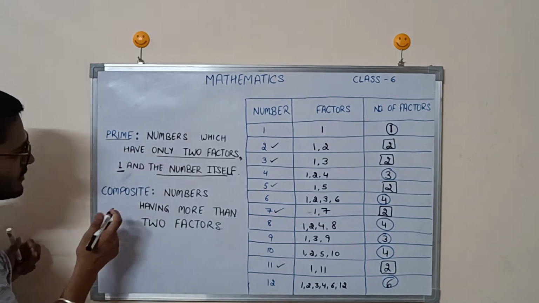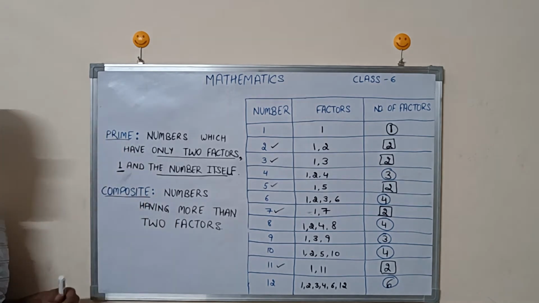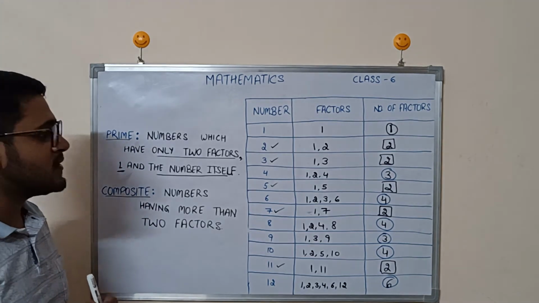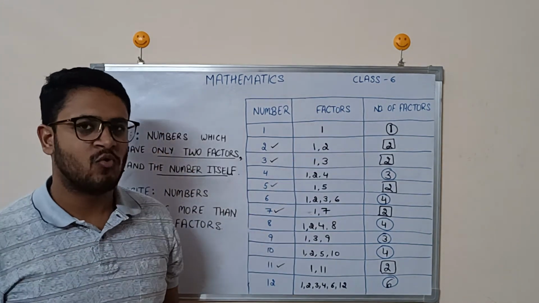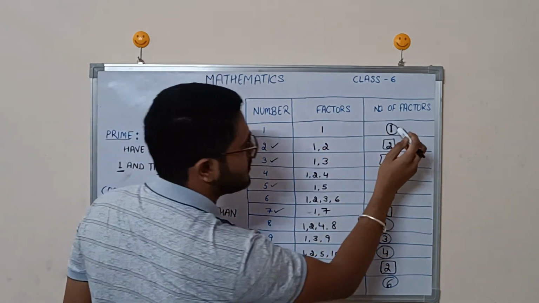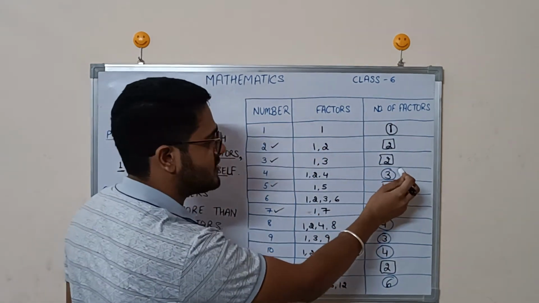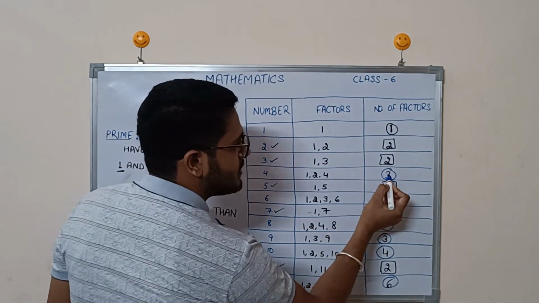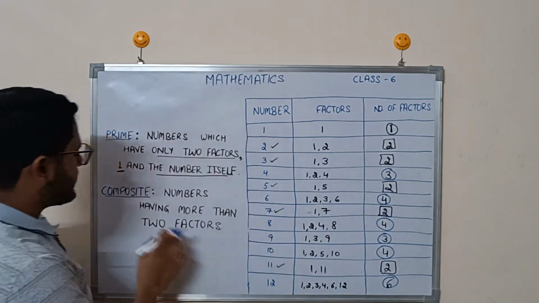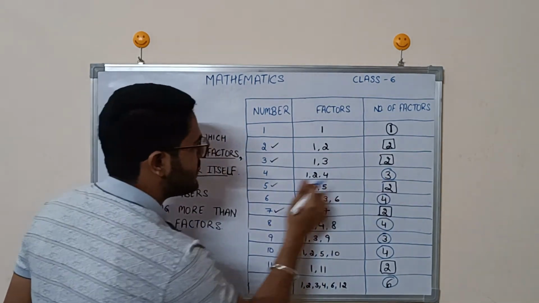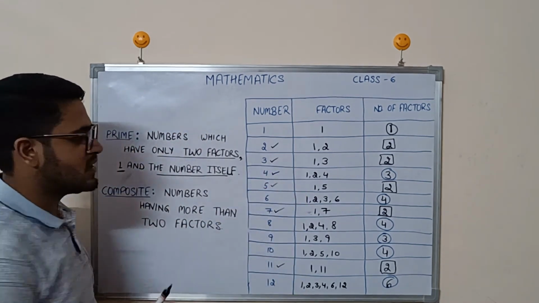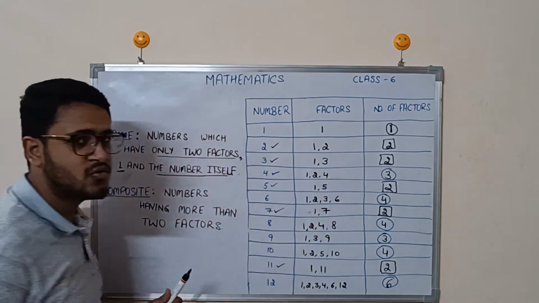Now let's try to understand what composite numbers are. The numbers having more than two factors. Let's find out. 1, no, this is not more than 2. But 4, yes, this is more than 2. So the numbers for which the number of factors is more than 2 are composite numbers. So in this case, is 4 a prime number? No, we have factors 1, 2, 4, more than 2, so it will be a composite number.